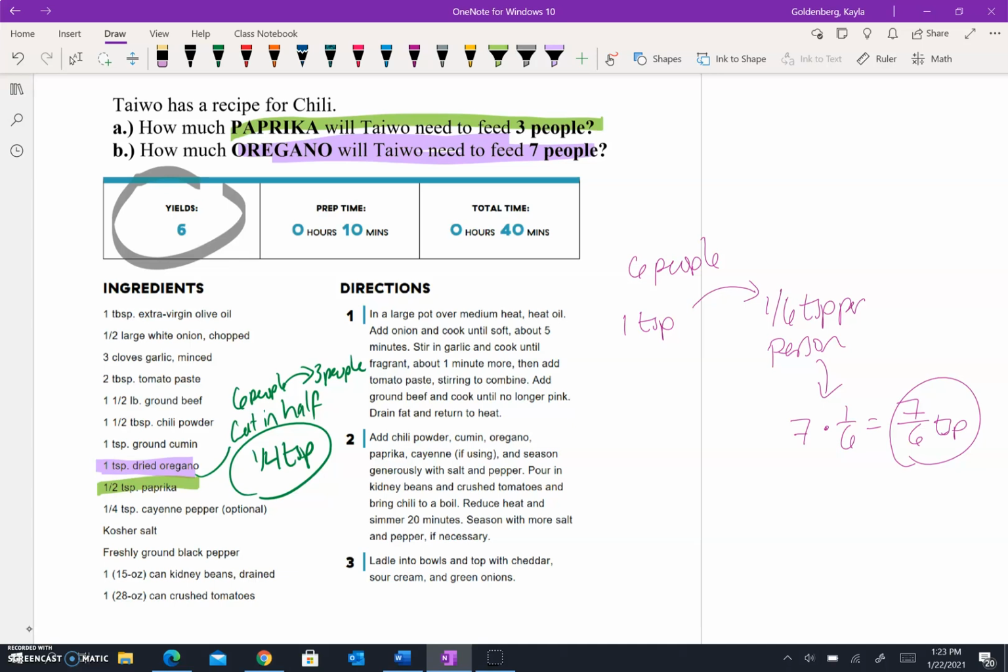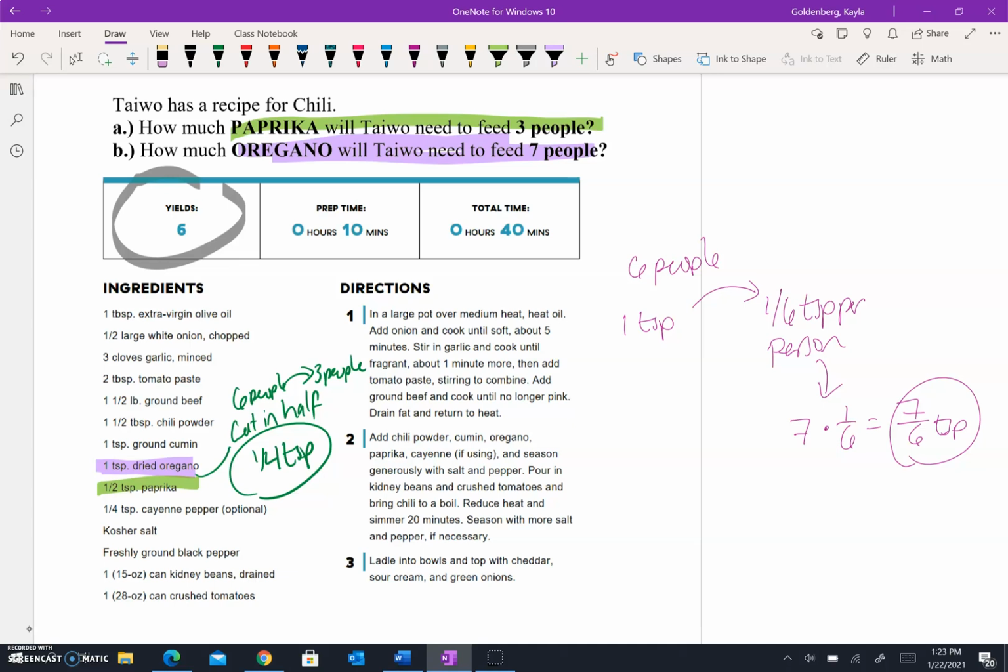The oregano is definitely a lot trickier. We want to feed 7 people, and so we can't do doubling, right? Double the 6 would be too many. So we want to see how much each person gets of the oregano. Each person, if you cut that 1 teaspoon by 6, would get about 1/6 of a teaspoon. So we need that times 7. So it's about 7/6. You can think about it as 1 1/6, however you'd like to think about it.